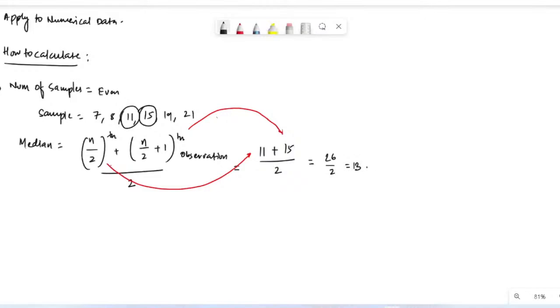So the median is simply the average of the middle terms. If the number of samples is even, then we take the average of the middle terms.